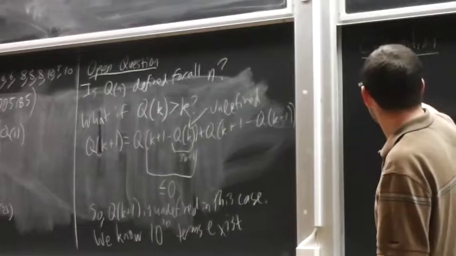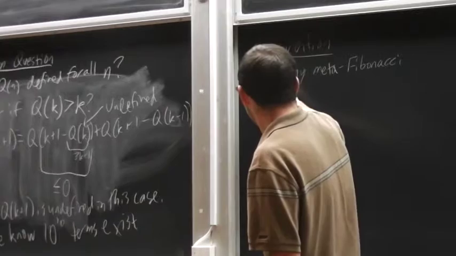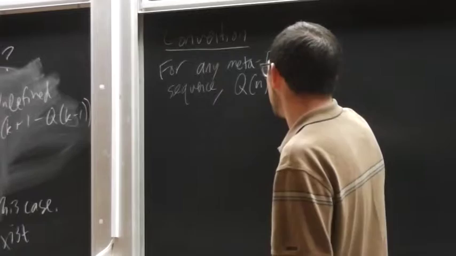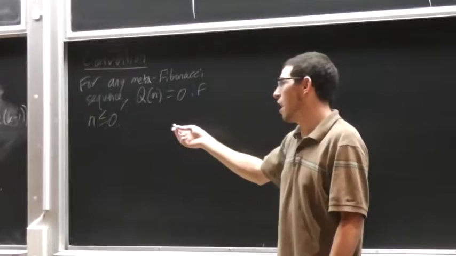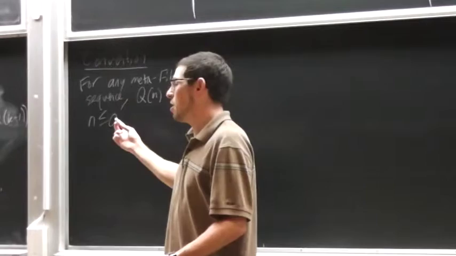So the convention is going to be that for any Meta-Fibonacci sequence, here I'm using Q to denote just an arbitrary Meta-Fibonacci sequence, not necessarily Hofstadter's recurrence, Q of n equals 0 if n is less than or equal to 0. This may seem like cheating, but I'm not the first one to do this. Other authors have done this. A lot of the solutions we're going to talk about behave superlinearly, and the only way that can happen is if you enforce this condition. Without this convention, at least half of this talk breaks down.